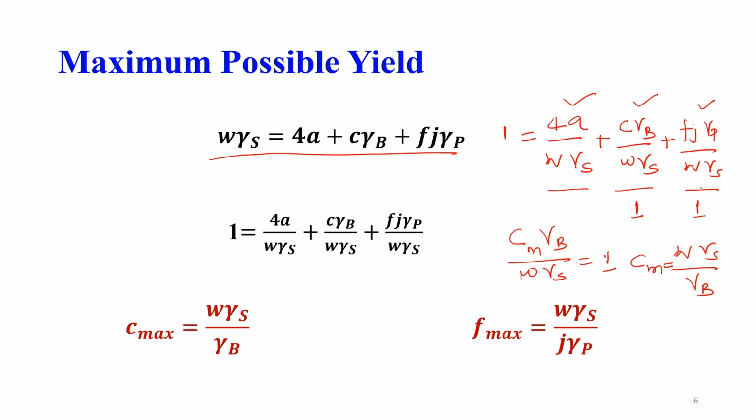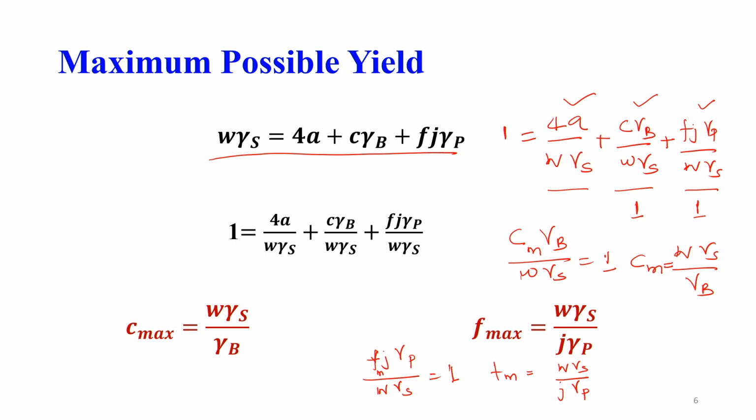Similarly, if I consider the product term as 1, F J gamma P upon W gamma S equals 1, and then this will be F max. If I rearrange, you will get F max equals W gamma S divided by J gamma P.